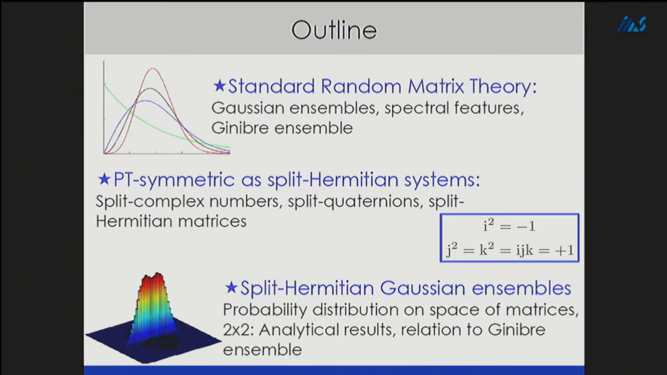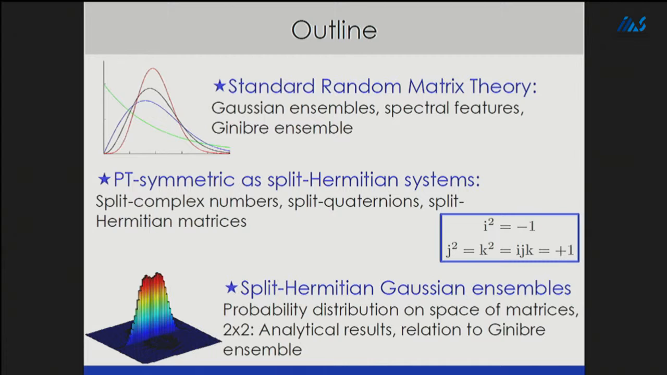So I will use this then to define a new class of Gaussian ensembles, of random matrices, and so far we've only analyzed in detail the 2x2 case, which obviously is where you start. It's not where you want to end up, because you're usually interested in large matrices in this business. But I will show you some analytic results for the 2x2 case, and then I will relate that back to the Geneva ensemble, because it turns out that only one of the ensembles we're proposing is new in that sense. So one of them is very closely related to an existing one.